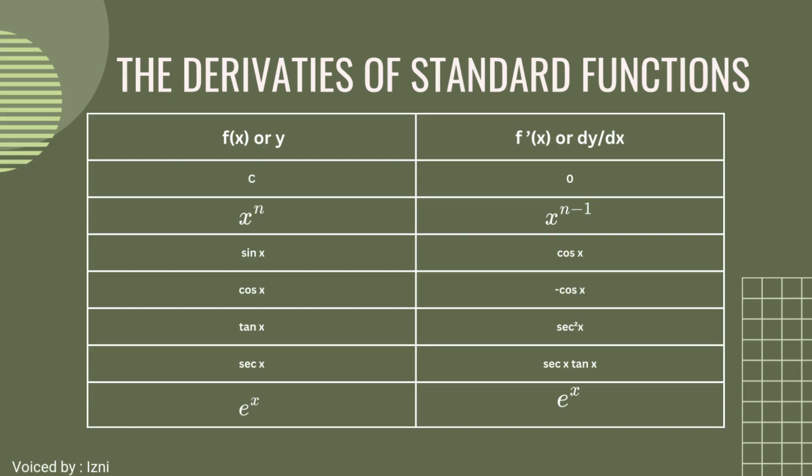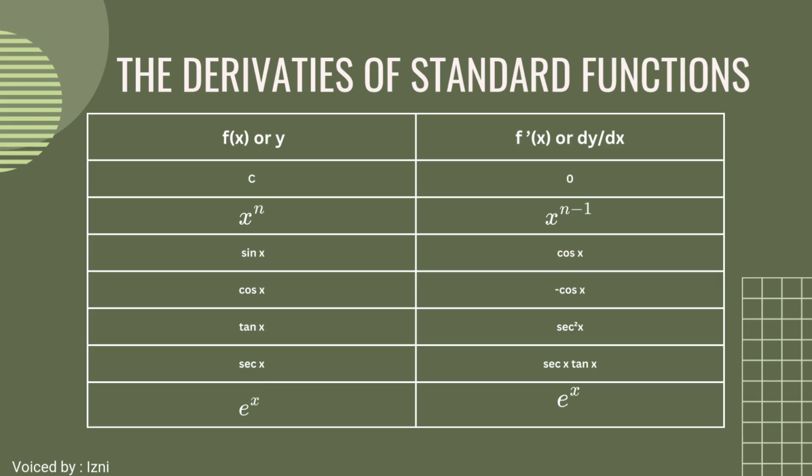For a constant function where f(x) equals to c, the derivative is 0. This means that a constant value does not change, so its rate of change is 0. Next, for a power function f(x) equals to x to the power n, the derivative is f'(x) equals to nx to the power n minus 1. This rule is known as the power rule, and it is one of the most important differentiation rules.